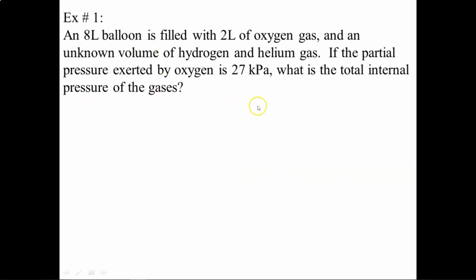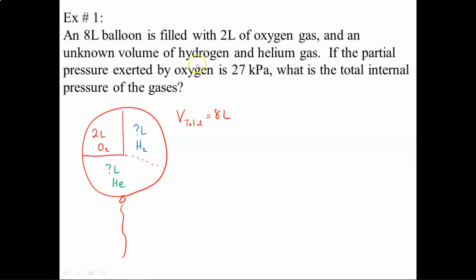For me, if I find that a question is too wordy, I will try to draw a diagram to help me understand the question. So here I have an 8-liter balloon, so V total is 8 liters, and an unknown volume of hydrogen gas and an unknown volume of helium gas. If the partial pressure exerted by just the oxygen is 27 kilopascals, what is the total internal pressure of all the gases? So here I have the volume of the oxygen, I also have the total volume, and I have the partial pressure of just the oxygen by itself. I don't know how much hydrogen is inside, I don't know how much helium is inside, but I need to find what's the total pressure inside this balloon.